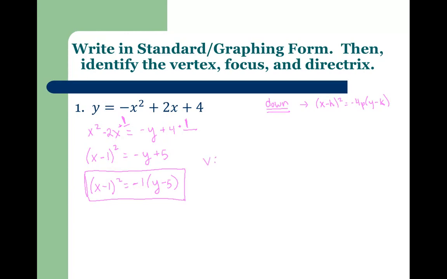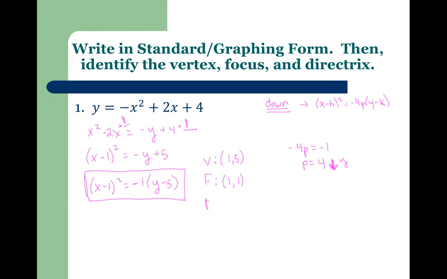The vertex is going to be 1, 5. The focus, let's see, negative 4p equals negative 1, so p equals 1/4. We said it's going to open down, so I'm going to be going down from the vertex. So that's going to be 1, 1, right? That affects y.